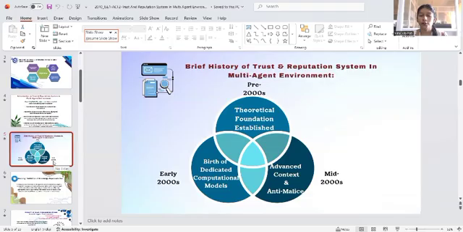Let's see a brief history of trust and reputation systems in a multi-agent environment. In pre-2000, theoretical foundation established. Mid 2000s, advanced context and anti-malice, and early 2000s, birth of dedicated computational models.